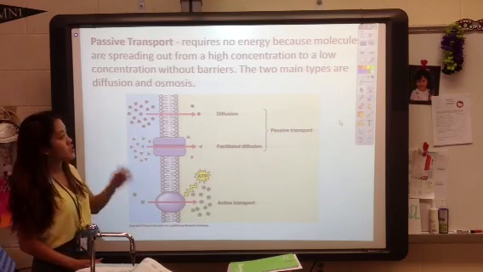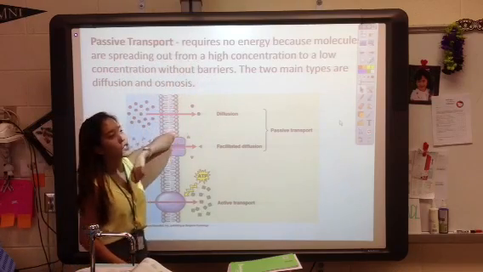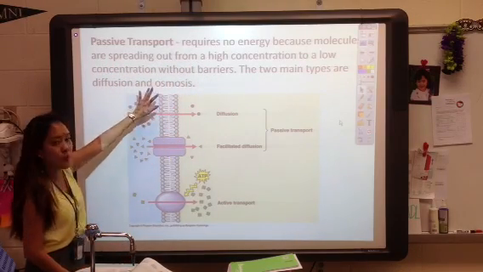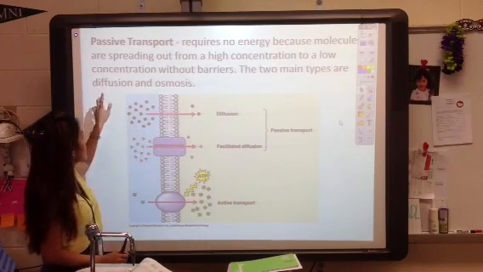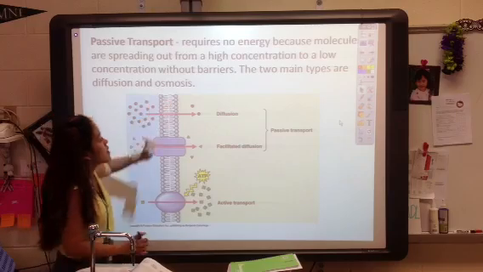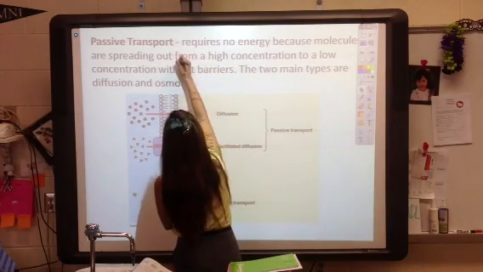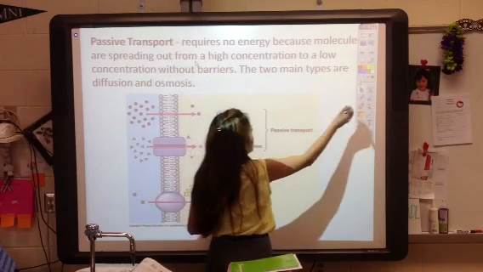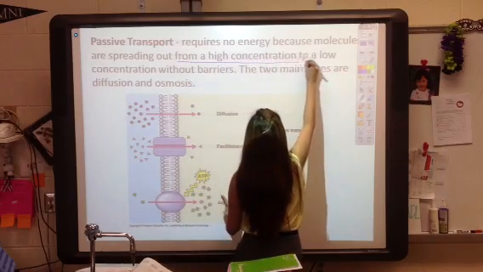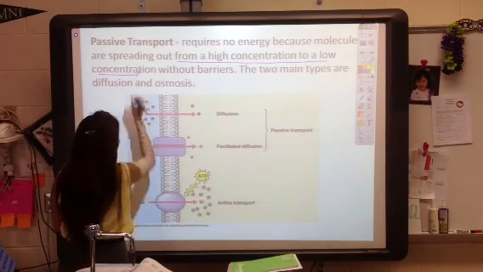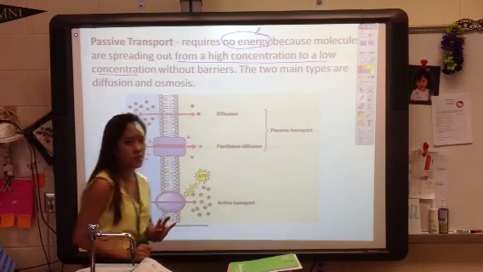Now for passive transport, this is going to require no energy because the molecules are spreading out from high to low concentrations without barriers. There's nothing in its way. The 2 main types of passive transport are diffusion and osmosis. Let's go ahead and underline or highlight from a high concentration to a low concentration. Okay? And we need a circle. There's no energy needed here.